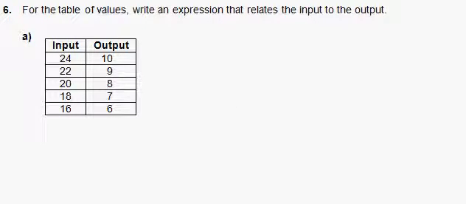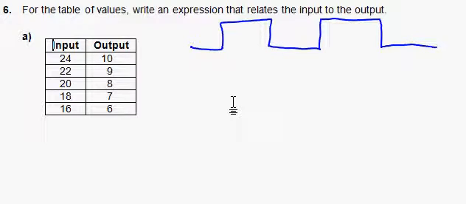Okay, here we go. Question 6. We've got a chart there, or a table of values. We're supposed to write an expression that relates the input to the output. So that means we've got to figure out what's inside the machine, and then write our rule or expression.